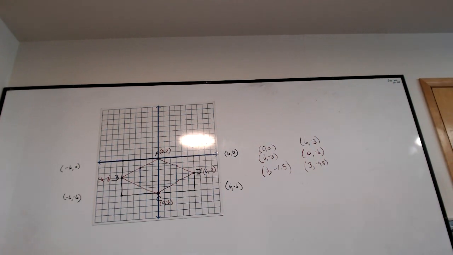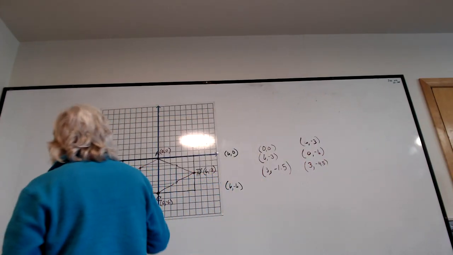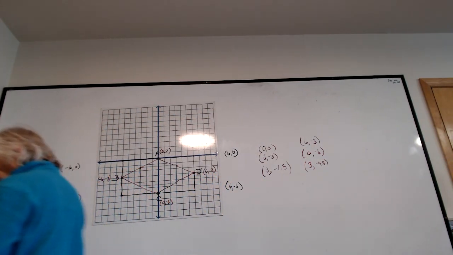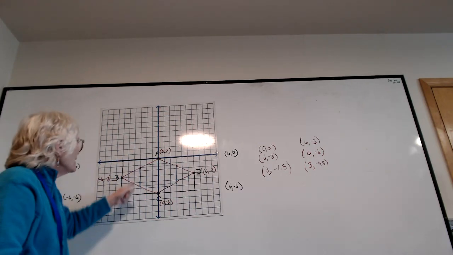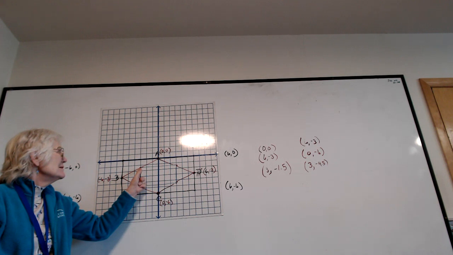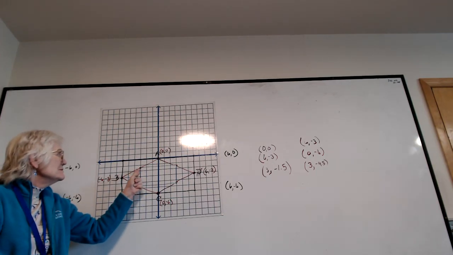How could I prove that that's a rectangle? What do I have to prove about it? Yes, 90-degree angles. True. Okay, how do I know that there's a 90-degree angle there? Well, you could look at the midpoint of the diagonals. If you bisect each diagonal, and it creates a perpendicular line.